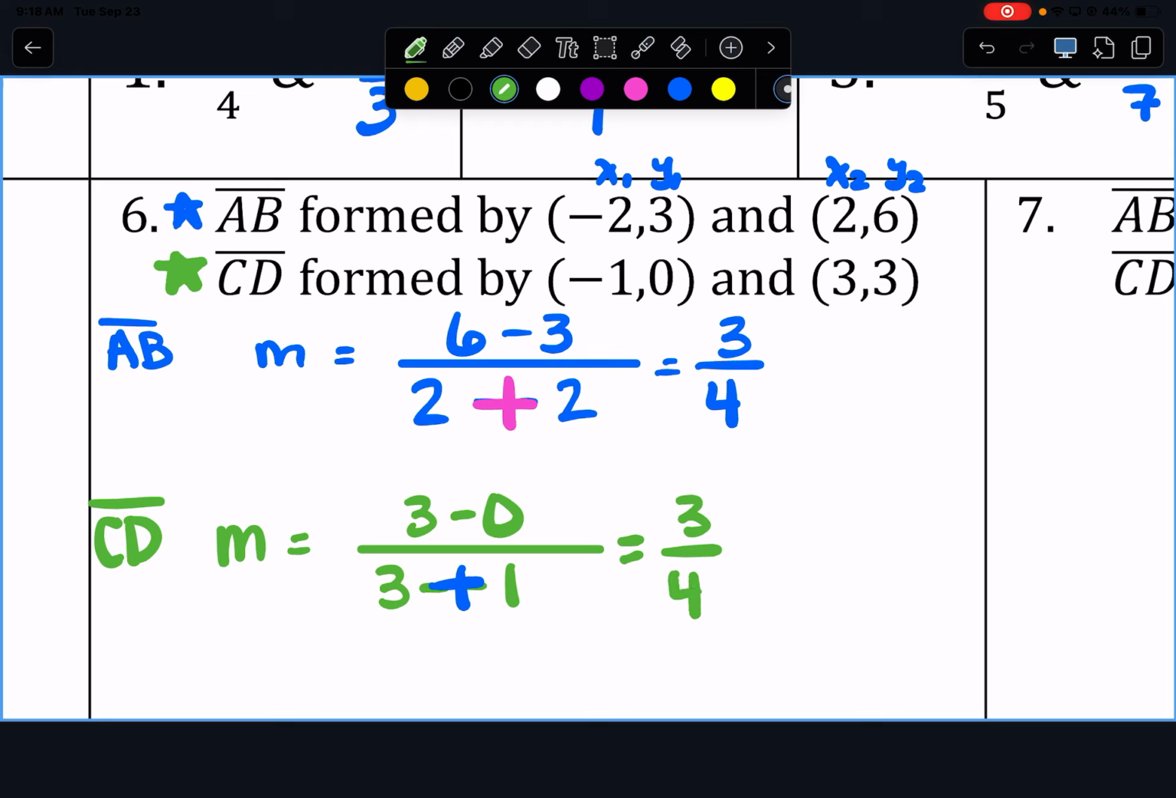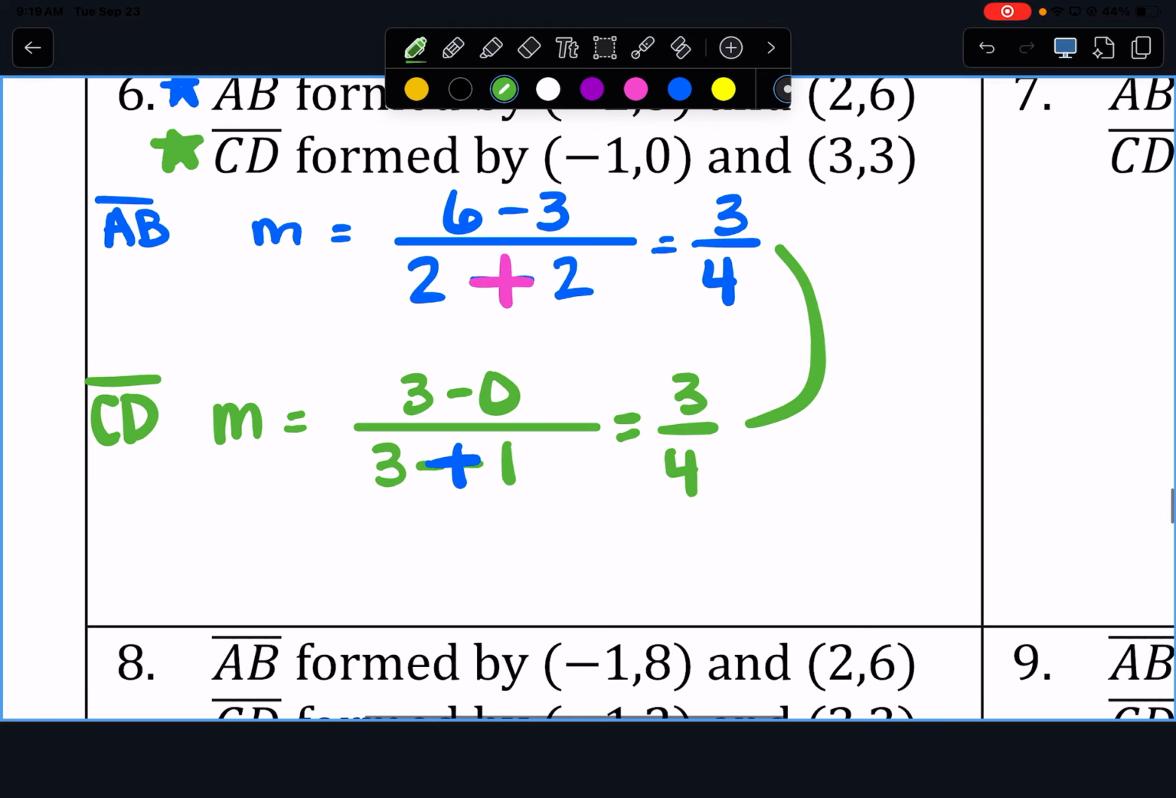So what do you notice about those two slopes? Are they the same? Are they negative reciprocals? Or are they neither of those things? Same. So if they are the same, that means the two lines are parallel.